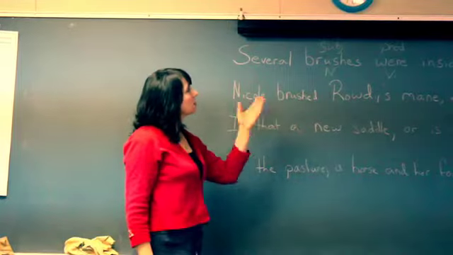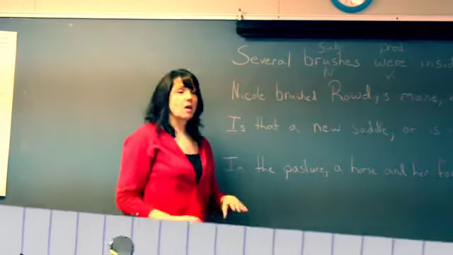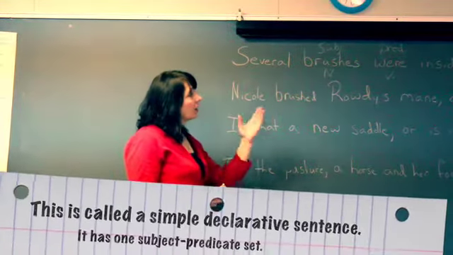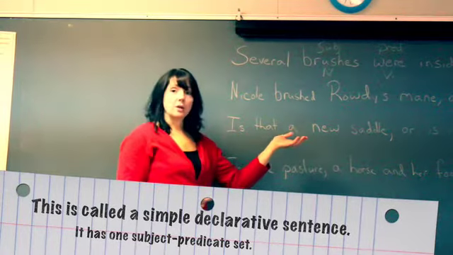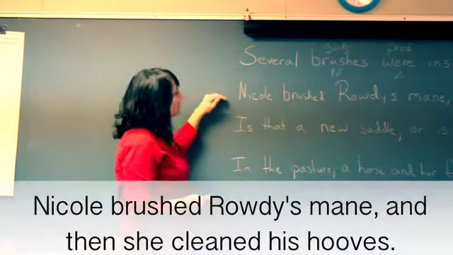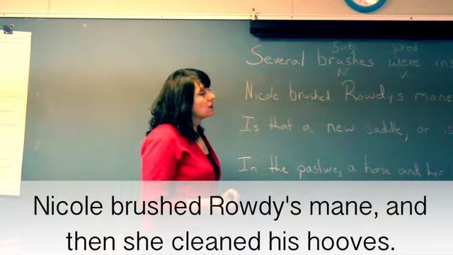It makes sense all on its own. Several brushes were inside the barn. So that's all we have. Notice we don't have any commas. The only punctuation we have is a period at the end. The next sentence: Nicole brushed Rowdy's mane and then she cleaned his hooves.